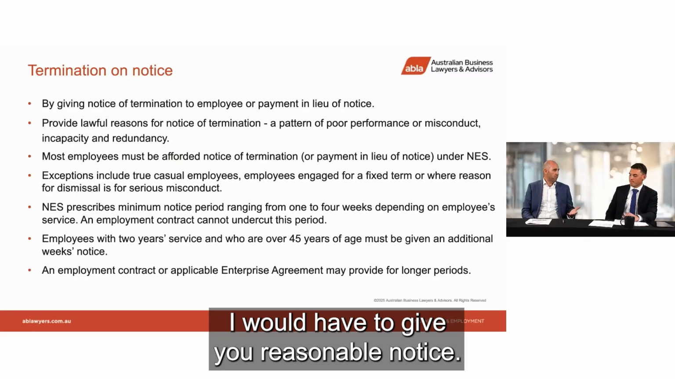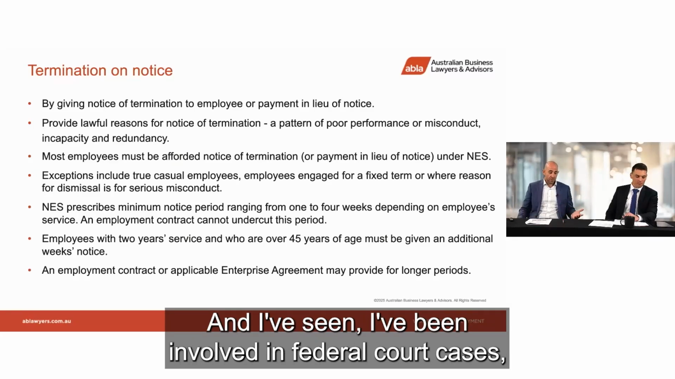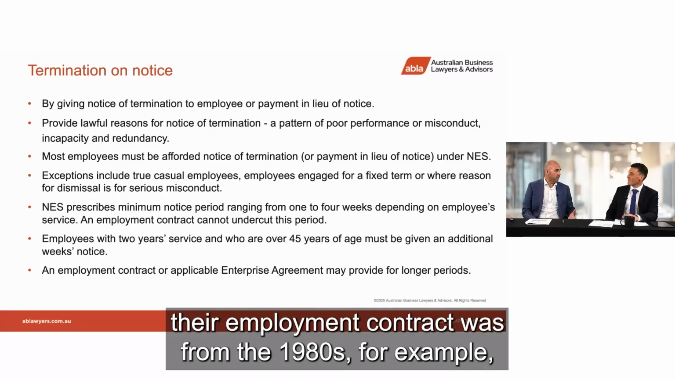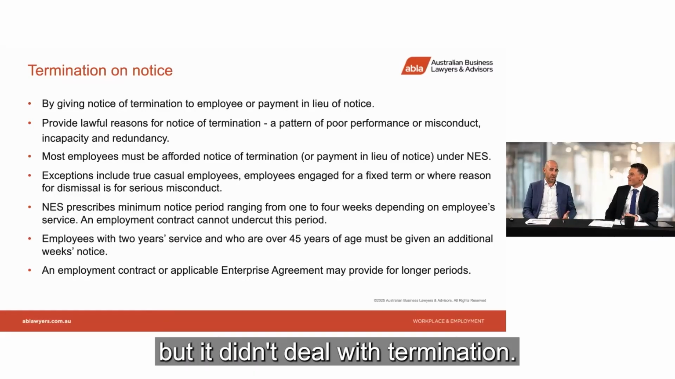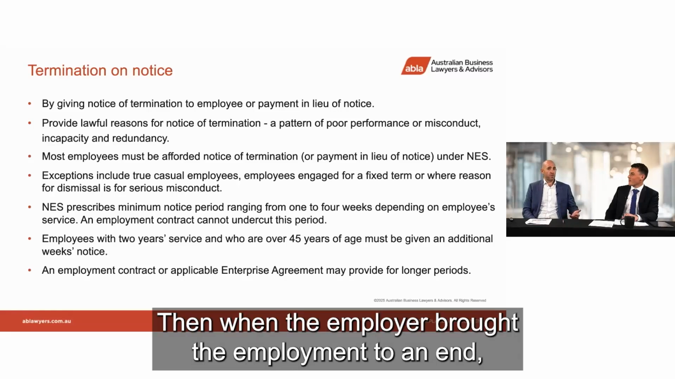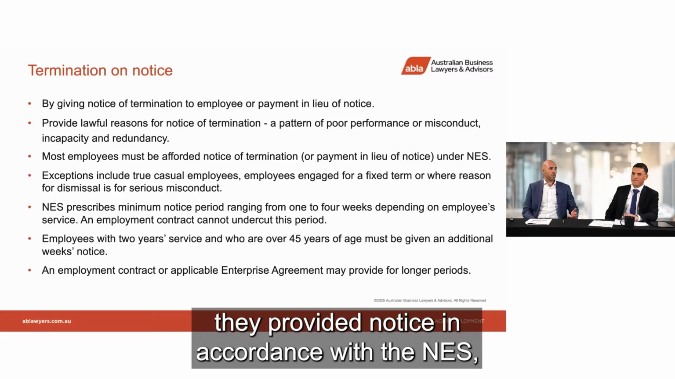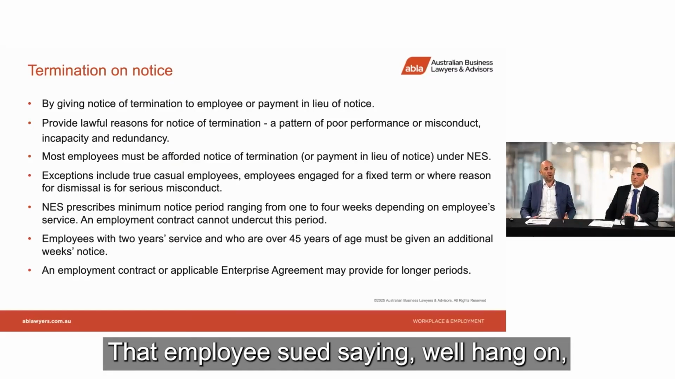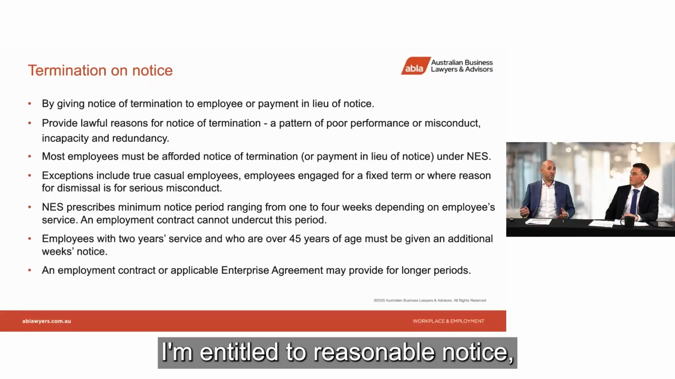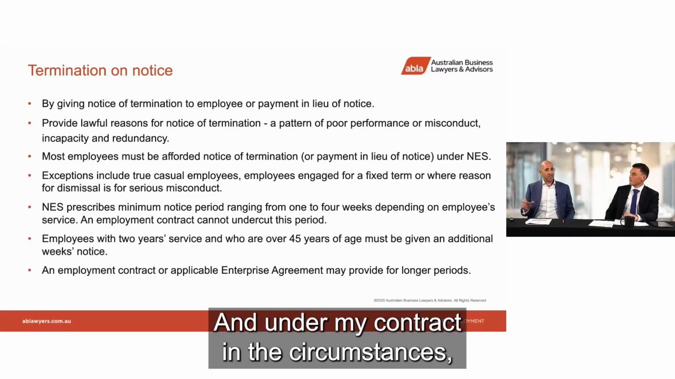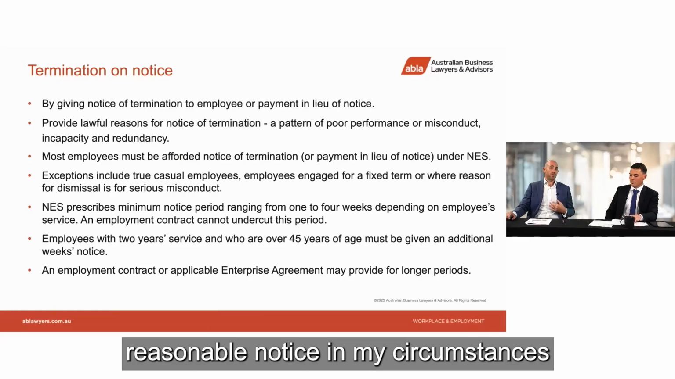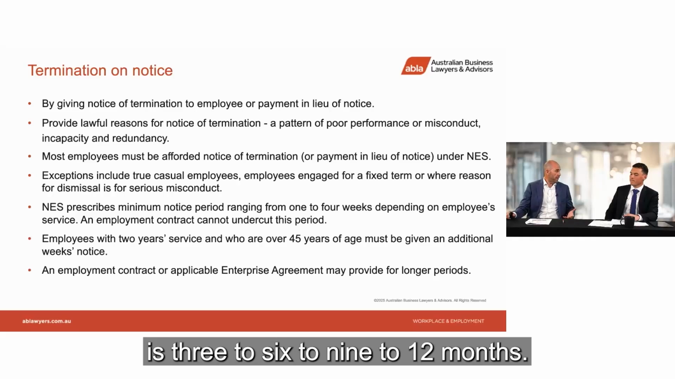I would have to give you reasonable notice. And I've been involved in Federal Circuit Court cases, where long-standing employees of 20 years service, their employment contract was from the 1980s, for example. It said the rate of pay, but it didn't deal with termination. Then when the employer brought the employment to an end, they provided notice in accordance with the NES, which is a minimum notice period. That employee sued, saying, well, hang on, I'm entitled to reasonable notice, which is a contractual right. And under my contract, in the circumstances, 20-year employee, quite senior, reasonable notice in my circumstances is 3 to 6 to 9 to 12 months.